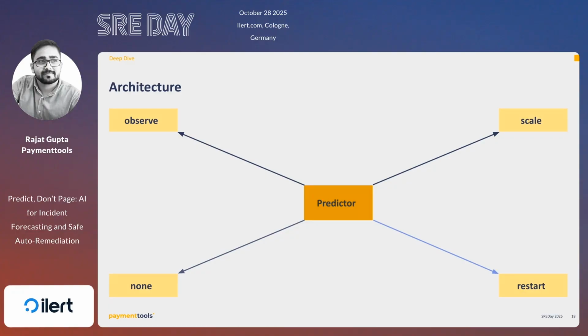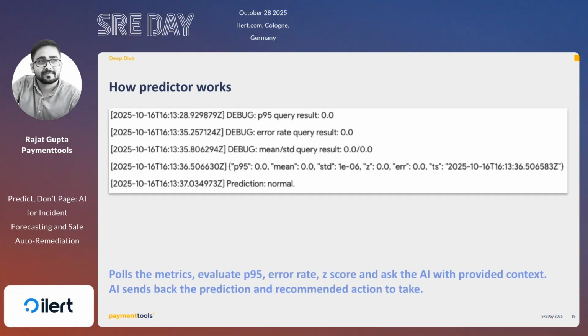Doing nothing is also an action. There can be many actions, but in 90% of cases overall, I have seen that restart or scaling solves the problem. That's where we start, and based on the behavior and the patterns that we see, we can always add more actions. For example, you see a simple snapshot version with P95, error rate, mean and standard deviation. And here we see a snapshot which is being created.